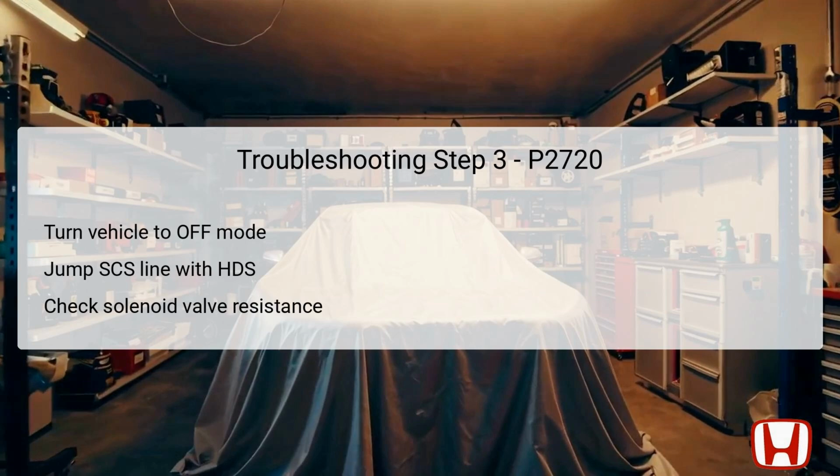Begin by turning the vehicle to the off lock mode once more. Again, jump the SCS line with HDS to protect the PCM during the testing phase. After waiting more than 1 minute, disconnect PCM connector C, 51P, to access the necessary connections.